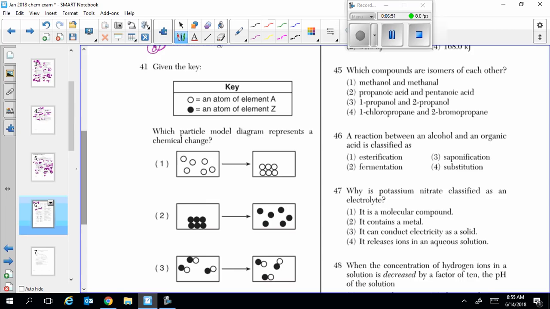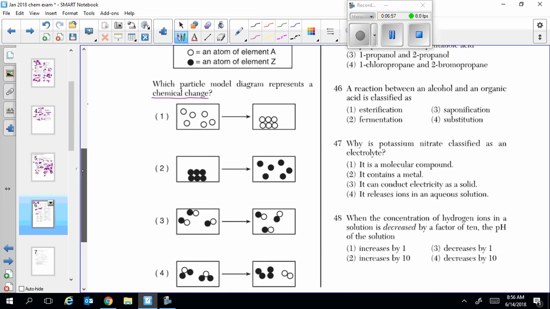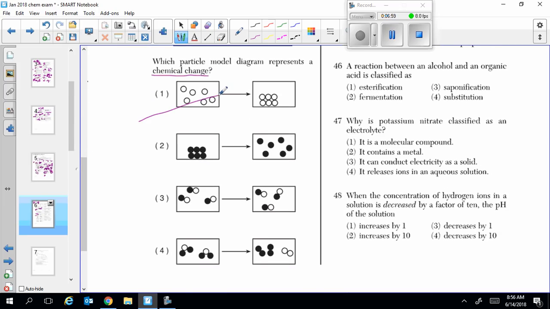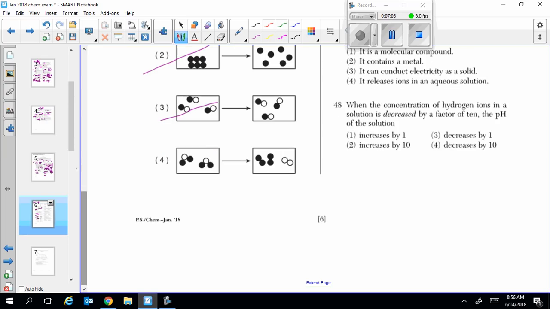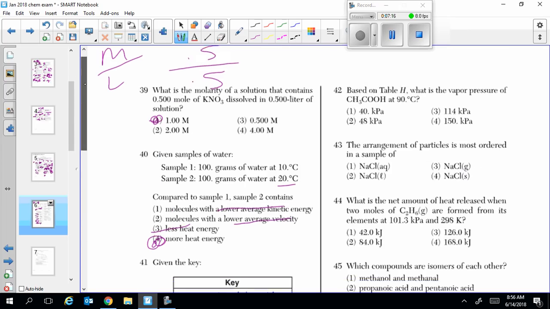All right, which particle diagram represents a chemical change? So I want to see something form an actual compound and really look different. That looks the same. This is just physical. That's just physical. That's literally identical. There we go. Here's a chemical change. I took a compound and I broke it down. This is decomposition, people. So that is definitely a chemical change.